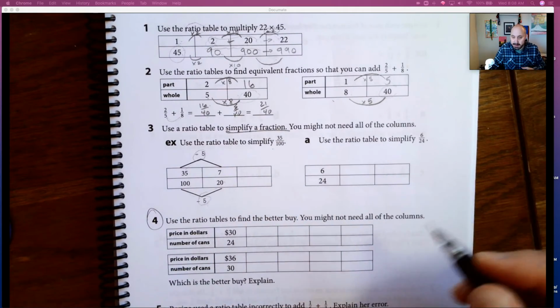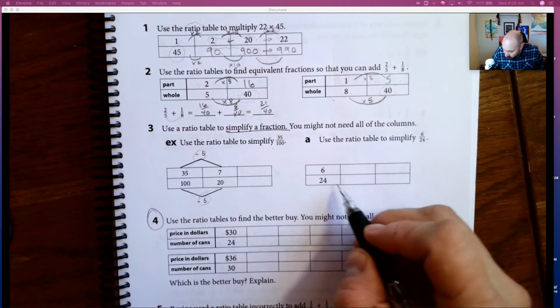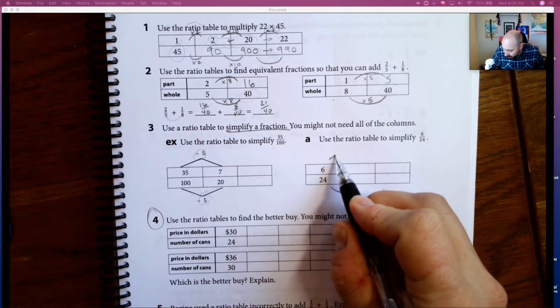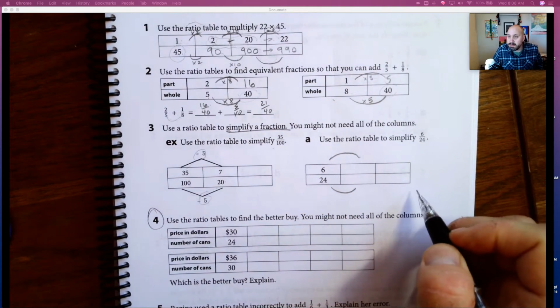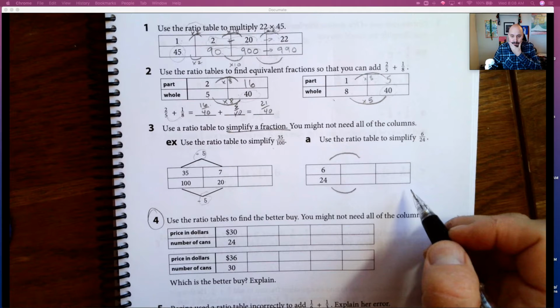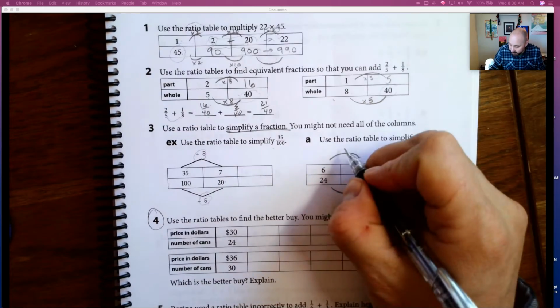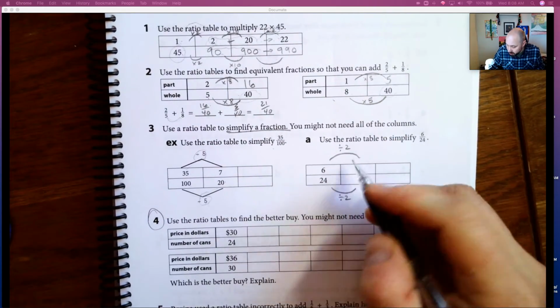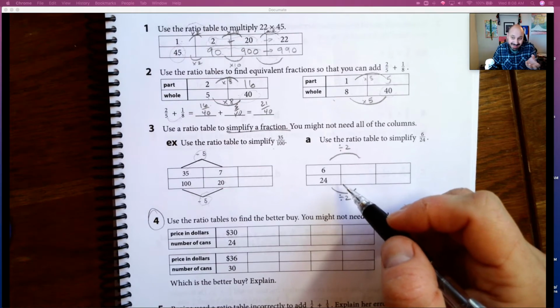So for instance, 6/24. Let's see, what can we divide by both? What's a common factor of 6 and 24? Like what's a number that can go into both 6 and 24? How about 2? Since they're both even numbers, we can divide both by 2. Okay. And there is a bigger one.